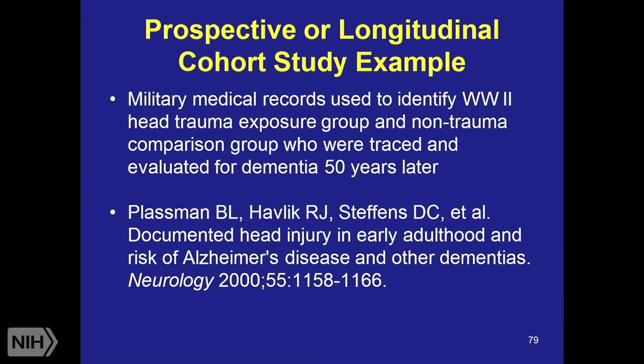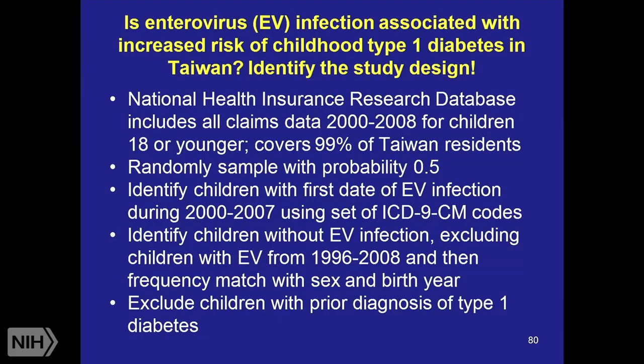Then the medical records that I talked about, this is the study on that, looking at Alzheimer's disease and other dementias, using the National Health Insurance Research Database. This is a study that came from one of the course participants a year or two ago, and he asked online, is enterovirus infection associated with an increased risk of childhood type 1 diabetes in Taiwan? So this is the question for you all to answer online. Tell me what the study design is when you read through this. And I think one of the PDFs you have is actually the write-up on this study.